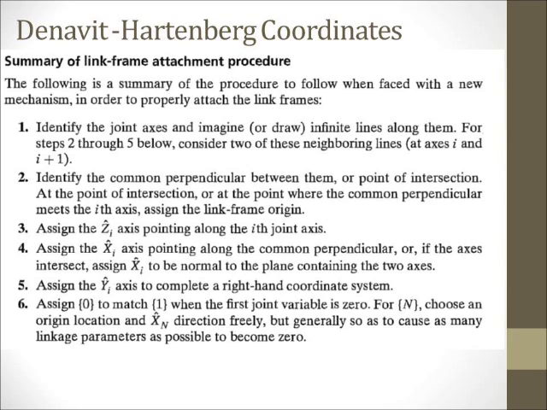Fourth, assign the xi axis pointing along the common perpendicular, or if the axes intersect, assign xi to be normal to the plane containing the two axes. Fifth, assign the yi axis to complete the right-hand coordinate system. Sixth, assign frame 0 to match frame 1 when the first joint variable is 0. For frame n, choose an origin location and xn direction freely but generally so as to cause as many linkage parameters as possible to become 0.